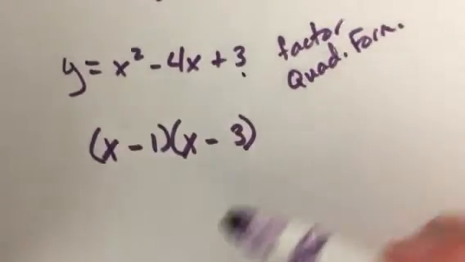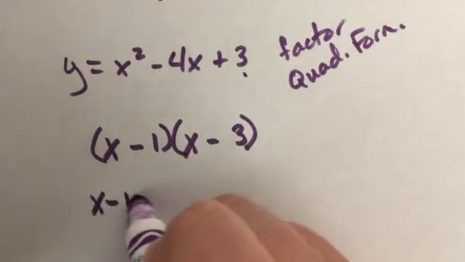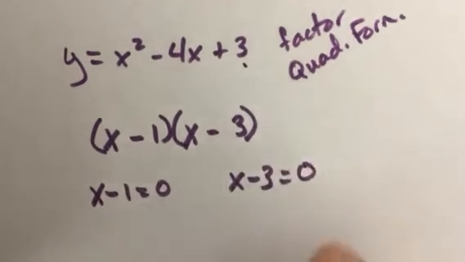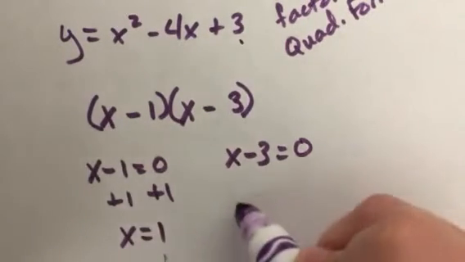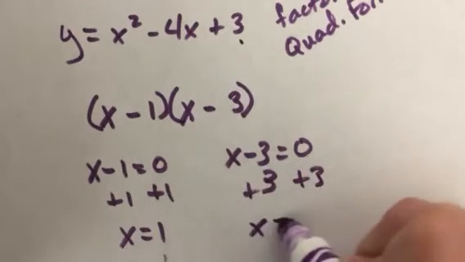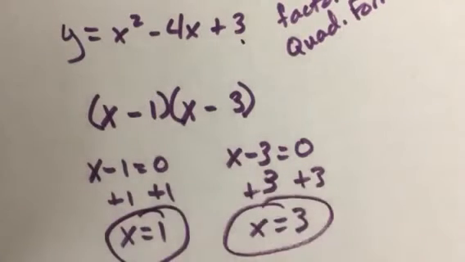Now to actually find our x-intercepts, we have to take each parentheses and set it equal to 0. Solve for x. So our two x-intercepts are at 1 and 3.